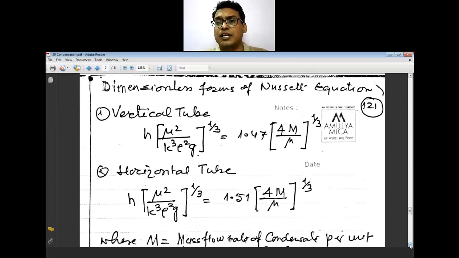Then the dimensionless form of Nusselt's equation for the vertical tube is h into [mu square upon k cube rho square g] raised to the 1/3, which is equal to 1.47 [4 m upon mu] raised to the 1/3. And similarly for the horizontal tube, this is there.